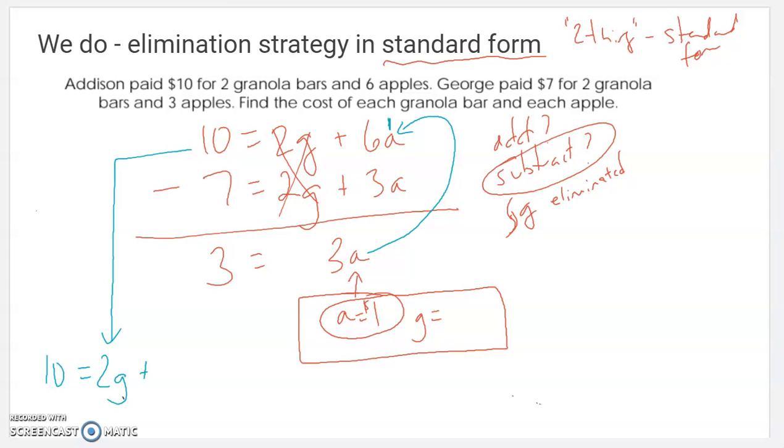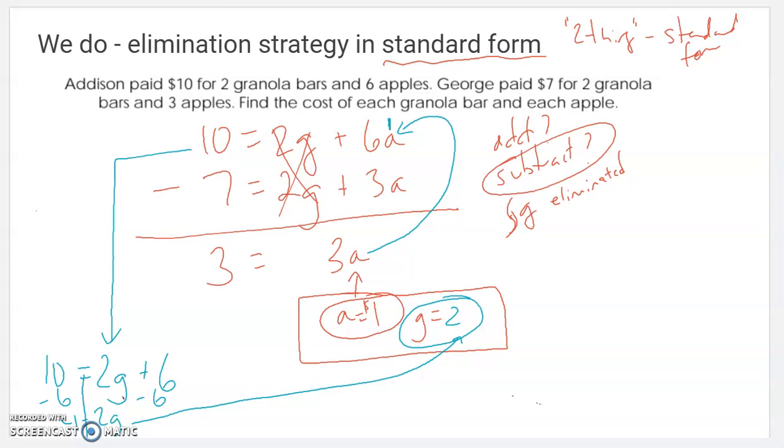So once I do that, I'm going to end up with 10 equals 2 times G plus 6 times 1 is 6. I no longer have the A in there anymore. Now I can find G. I can figure that out with common sense. If you can't, then just solve it with algebra, no problem. Take away 6 from both sides, and we get 4 equals 2 times G. And I think from there you can tell that G equals 2. So the apples cost $1, the granola bars cost 2. Now we're done. We've found both.